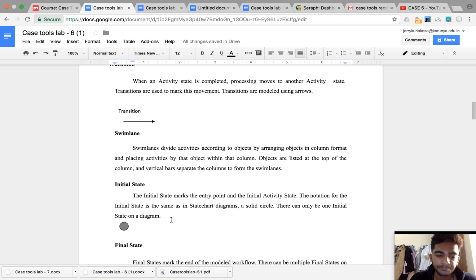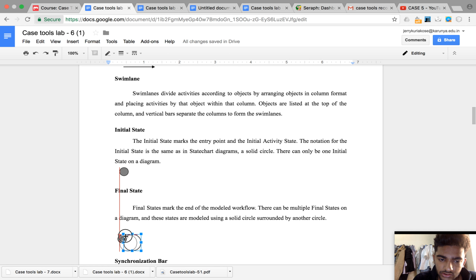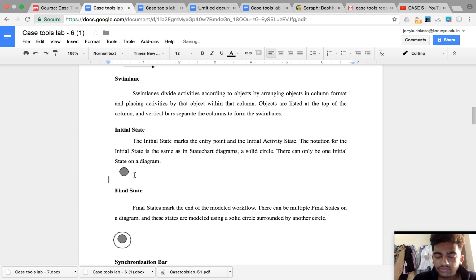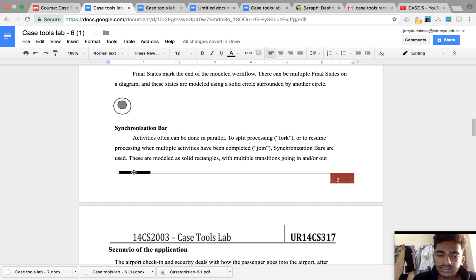and their fields. Initial state: just like the other diagram that we saw before, it also has the filled-in circle to indicate the initial state. The final state is indicated by a filled-in circle surrounded by a non-filled-in circle. Then there is a synchronization bar, which is a plain, horizontal, filled-in line. It can be used to represent two items, either fork or join. Fork means to give in one arrow and take out two, and join means to join two arrows and give out one arrow.